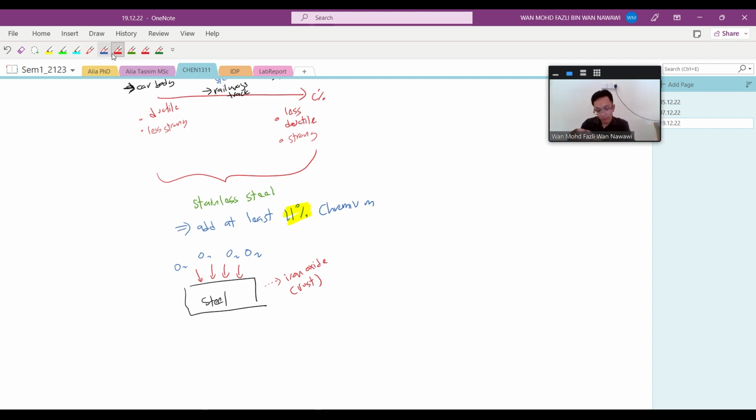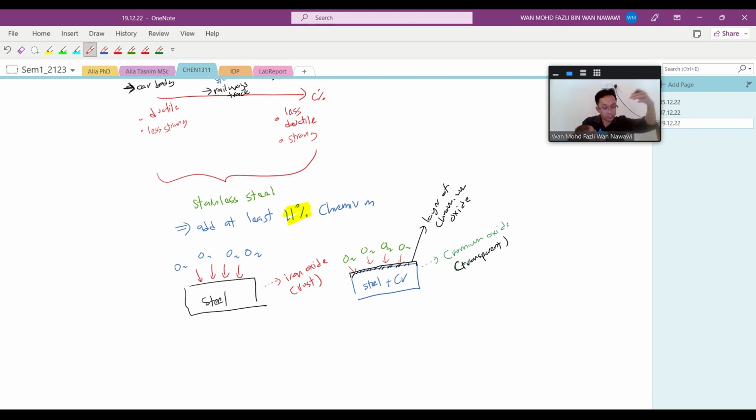Okay, so when you add chromium, let's say you have steel plus chromium, what will happen? The same thing will happen with the oxygen, but it will react with chromium, and it will create chromium oxide. The difference between chromium oxide and iron oxide is that chromium oxide is transparent. So basically you get a transparent layer on top, a layer of chromium oxide, that prevents the oxygen from going in and attacking the ferrum, so you don't get iron oxide.